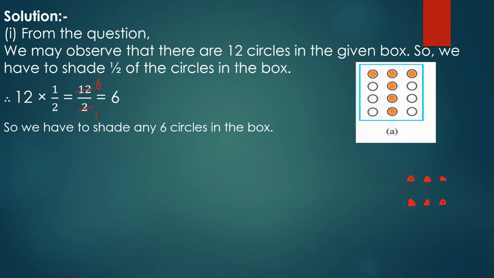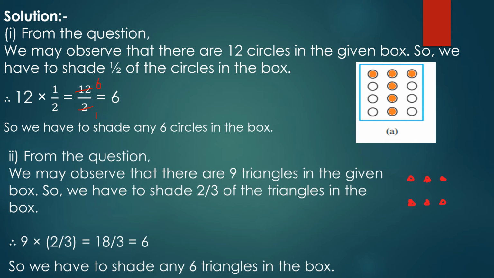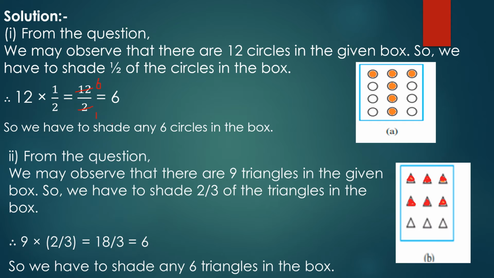So any circles we can choose and shade. Okay, I hope it is done. Now in the second they are asking how many triangles need to be shaded. 2 by 3 of the triangles to be shaded. How many triangles are there? There are 9 triangles in the picture. Therefore we have observed that there are 9 triangles in the picture and we have to shade 2 by 3 of the triangles in the box.